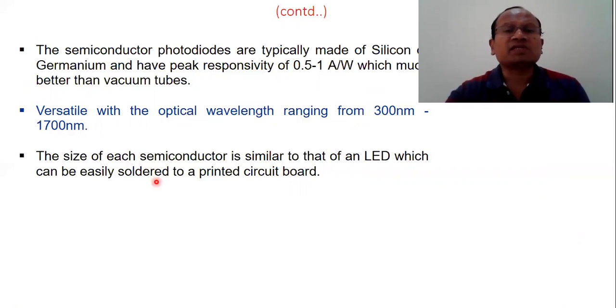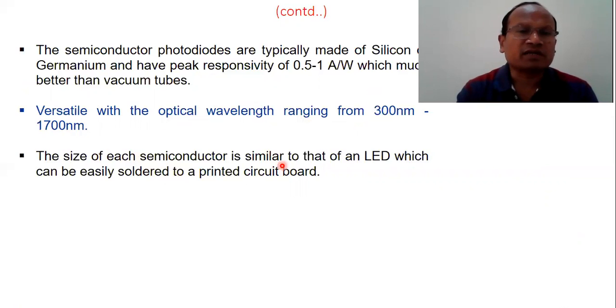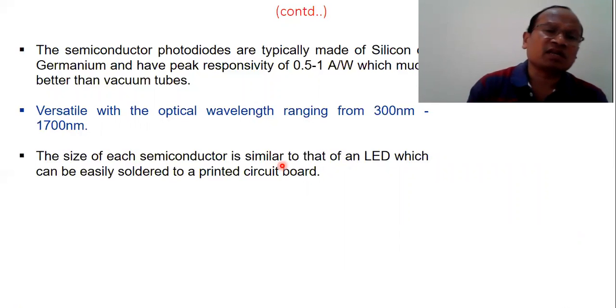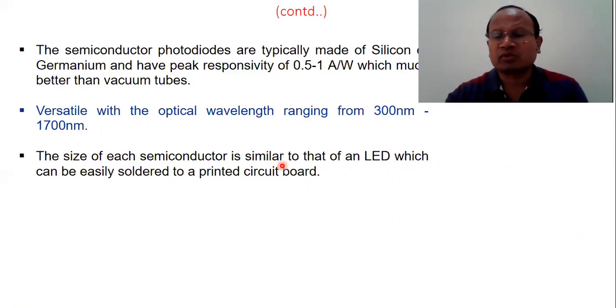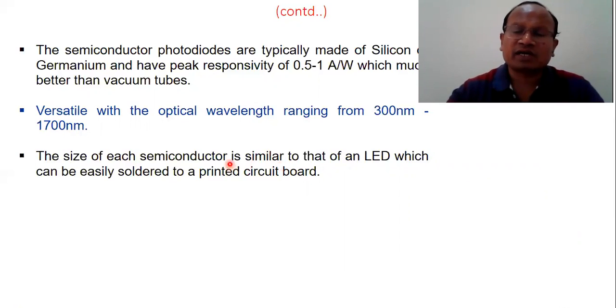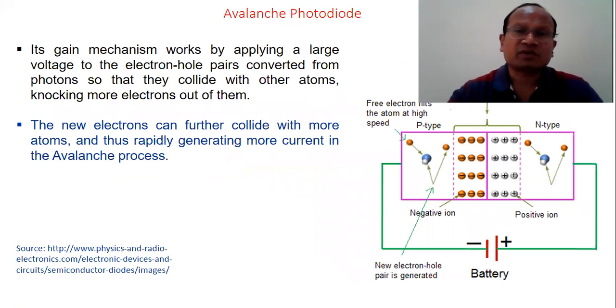And the size of each semiconductor device is almost similar to that of an LED. An LED is a light source, whereas the photodiode is the light detector. But the size is generally almost similar and it can easily be soldered to a printed circuit board. So we can easily implement it in printed circuit board form as well.